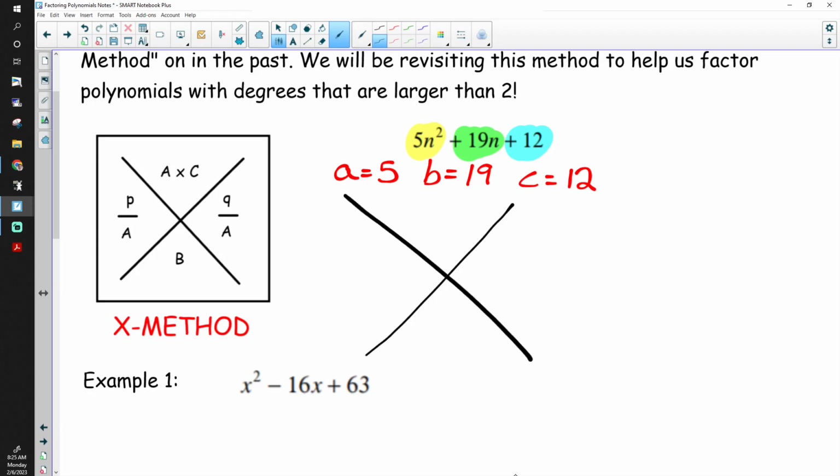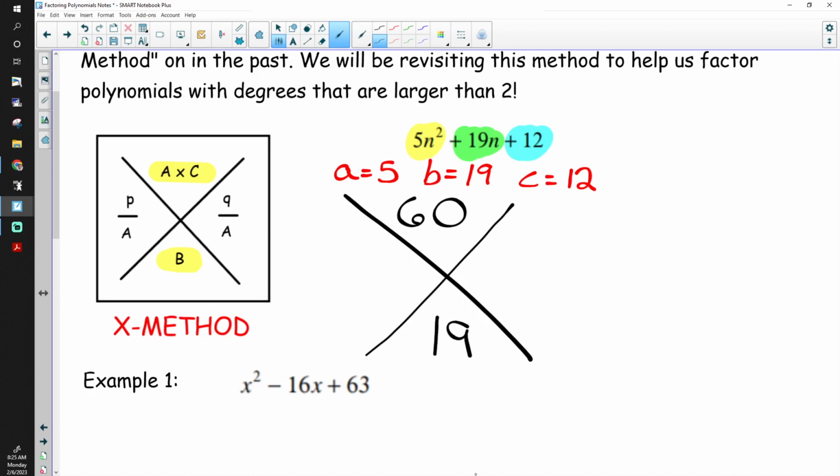We draw a nice big x, and we start following our rules. In the top of our x, we have a times c. So we're going to multiply our a value times our c value. So 5 times 12 will give us 60. Again, that was our a value times our c value. In our x method, that came from right here: a times c. 5 times 12 is 60. Our b value just gets put on the bottom. And our b value is 19. So we take the 19 and we write it down below.